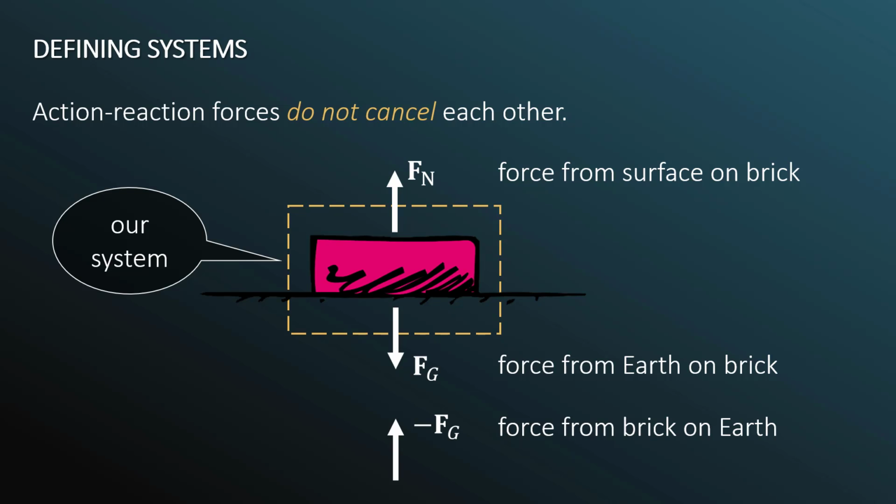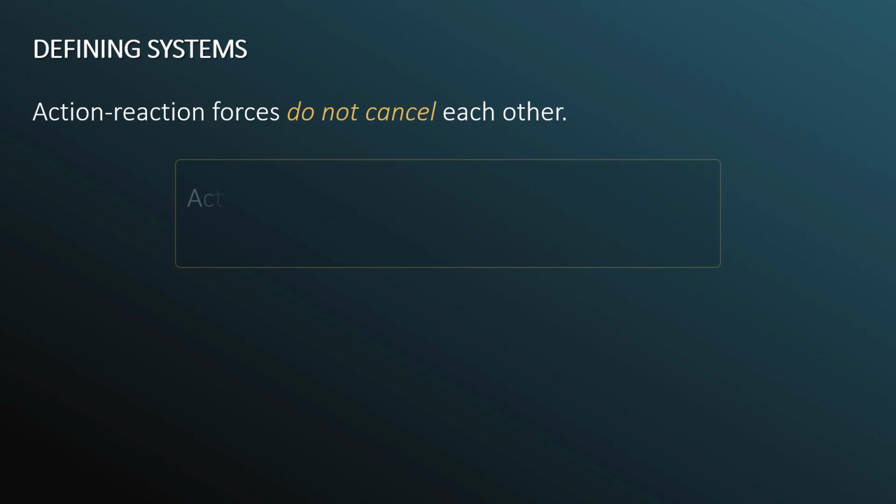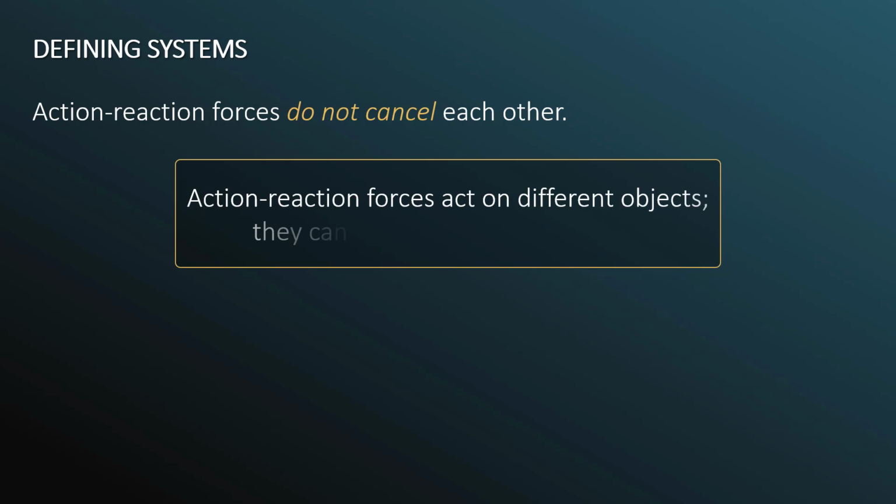So what am I getting at here? Well, you'll notice that the force from the earth on the brick is obviously acting on the brick, so that is our system. But the force from the brick on earth is not acting on the brick. That's acting, as it says, on earth. So action-reaction forces are not acting on the same thing. That's how you know that they could possibly be an action-reaction pair, because the two forces are not acting on the same object or the same system. So action-reaction forces act on different objects, and therefore they cannot cancel each other out.